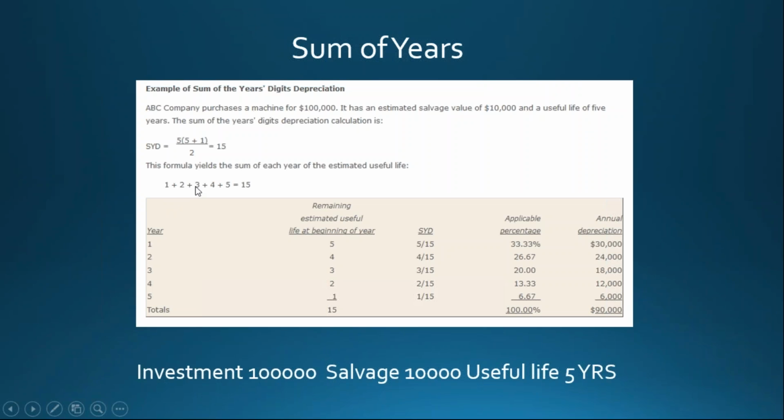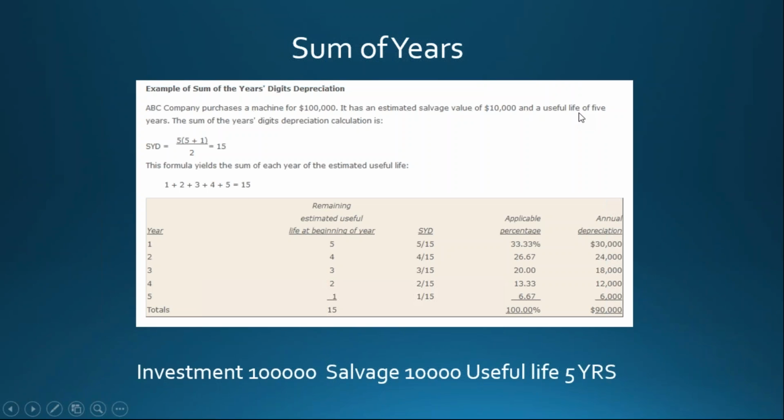1 plus 2 plus 3 plus 4 plus 5 equals 15. 15 is going to be the common denominator that we're going to use in our table, okay? If they said the useful life was 3 years, then it would be 1 plus 2 plus 3 equals 6, and 6 would be the denominator that we're going to use in our figures. Before I move even an inch further, did you guys see why I'm using 15?